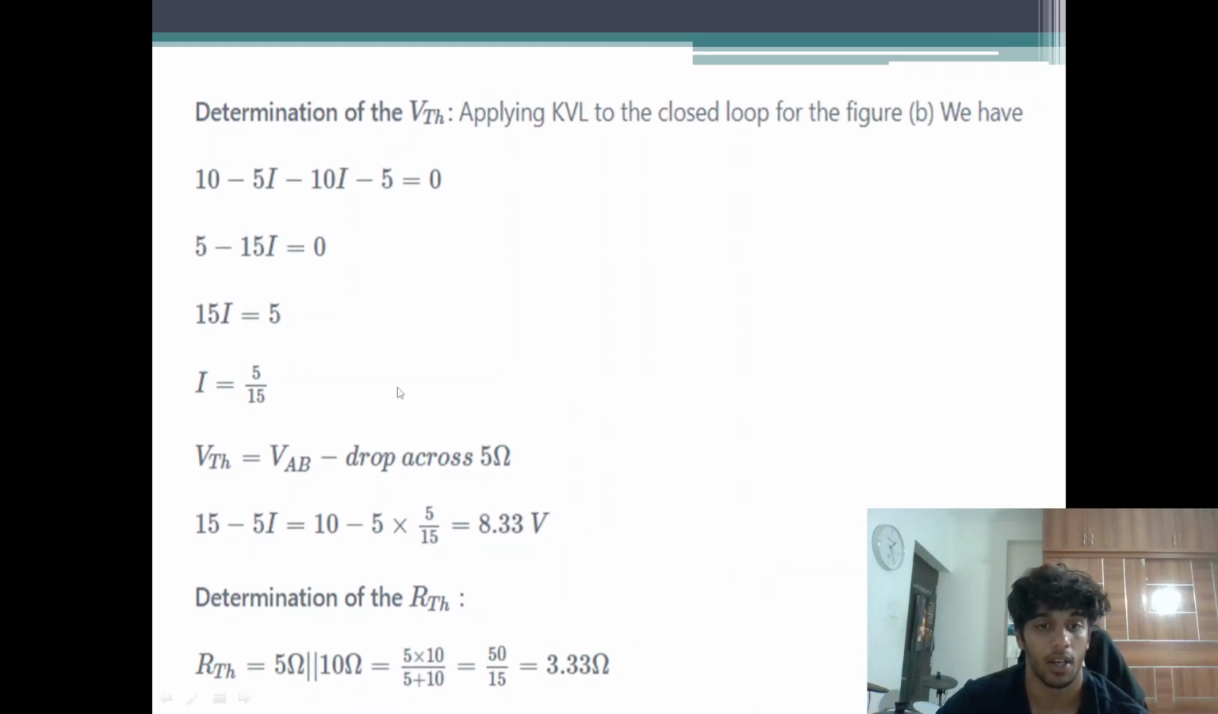And now we got to do the required calculations. So, determination of Thevenin's voltage. Applying KVL to the closed loop for figure B, we have the following calculation where they use Kirchhoff's voltage law, and they get Thevenin's voltage as 8.33 V. In order to determine our Thevenin's resistance, it's very simple. We just have to divide it. We divide the 5 ohm resistor with the 10 ohm resistor and we get 3.33 ohms. So that's how we determine Thevenin's resistance and Thevenin's voltage here.